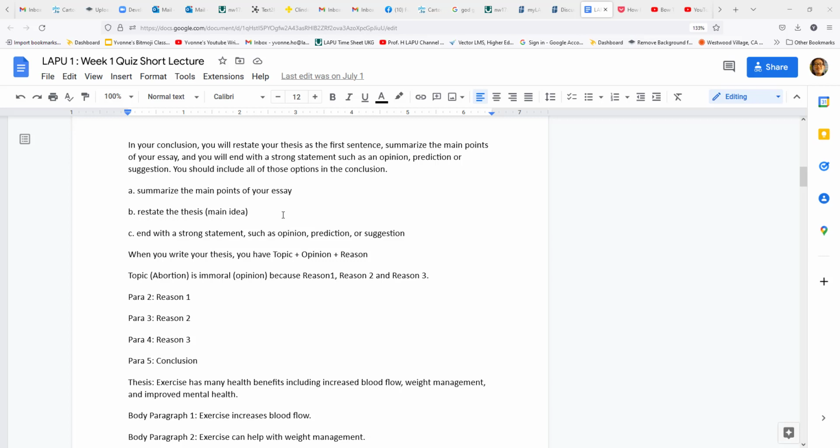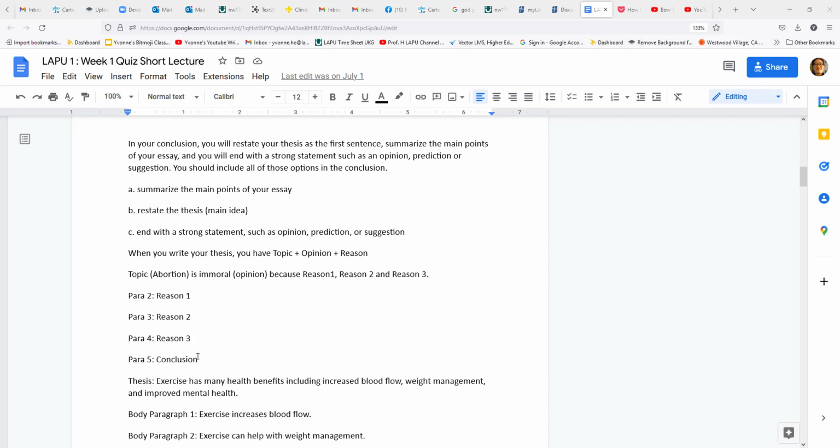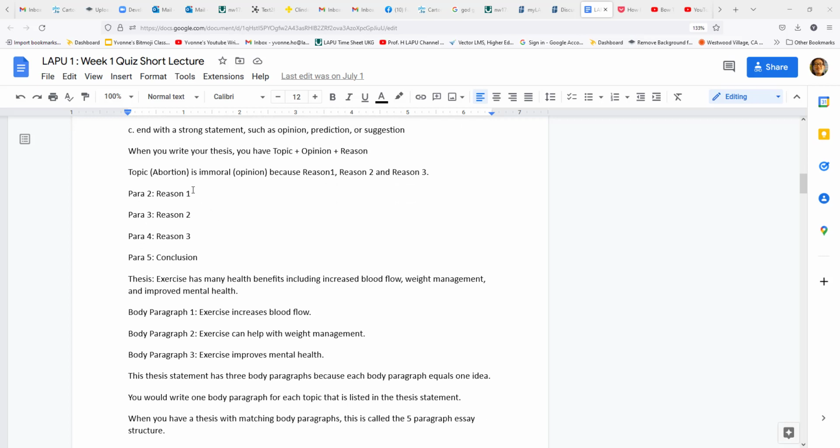When you write your thesis, you have 3 parts: topic, opinion, reason. So topic: abortion is immoral. Opinion: because. Reason 1, reason 2, reason 3. So the 3 reasons in your thesis statement become your body paragraphs. Then you have your conclusion. This is known as the 5-paragraph essay structure. When you have a thesis statement with matching body paragraphs, we call this kind of structure a 5-paragraph essay structure.